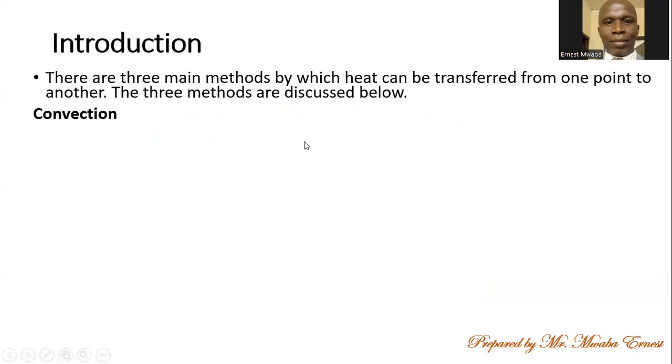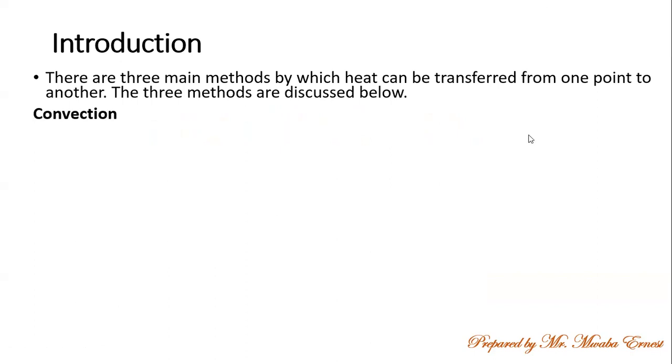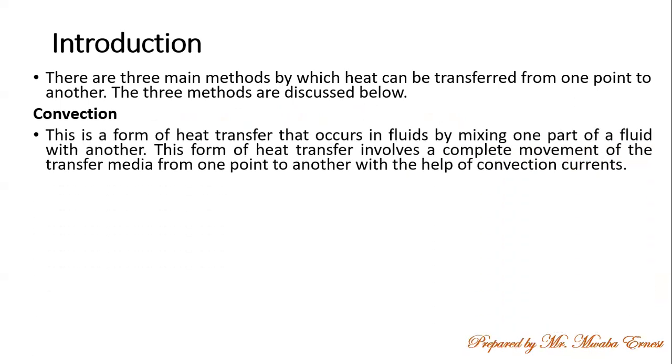Now, first of all, the first method of heat transfer we talk about is convection. Convection is basically that form of heat transfer which occurs in fluids, where the movement of heat from one point to the other is with the aid of convection currents. Meaning for this heat to be transferred, that fluid actually completely moves from one point to the other, and along with it, it carries the heat to where it is going. Hence, you see that heat moving.